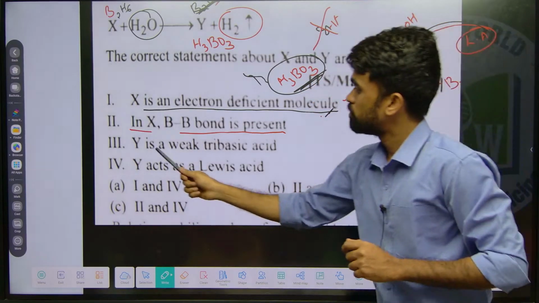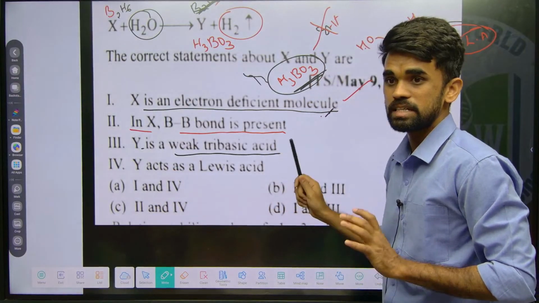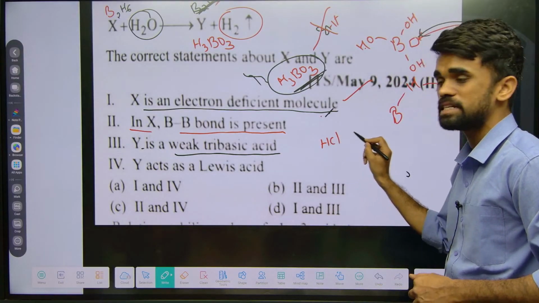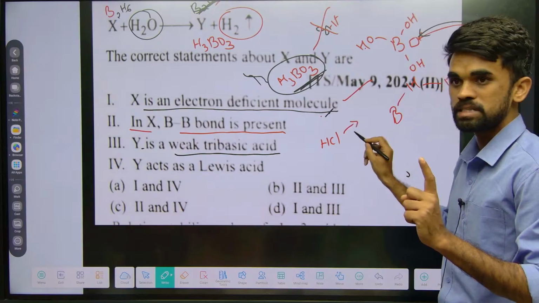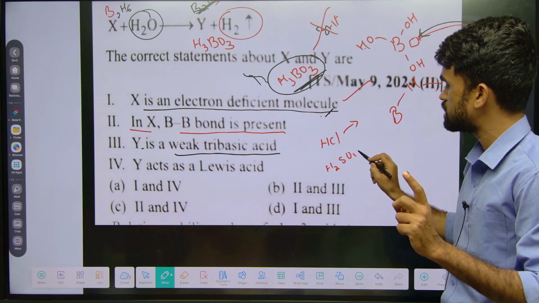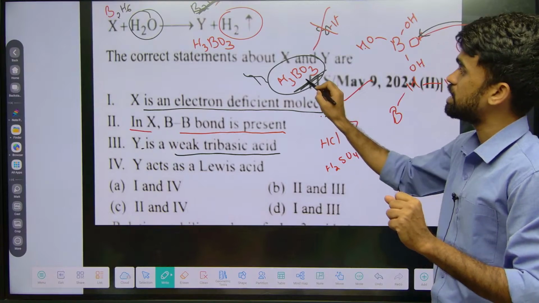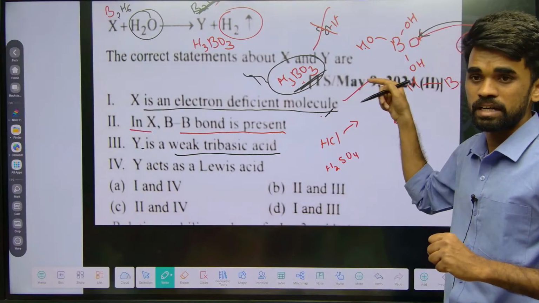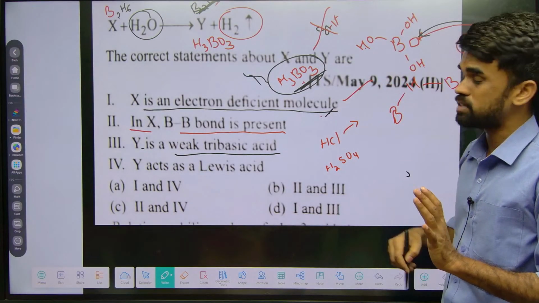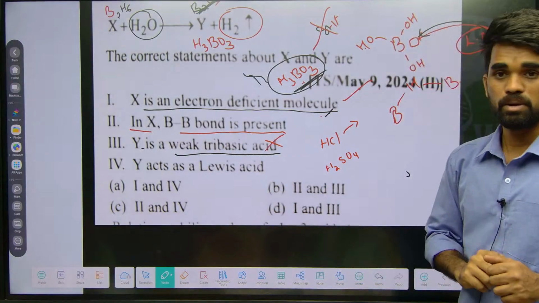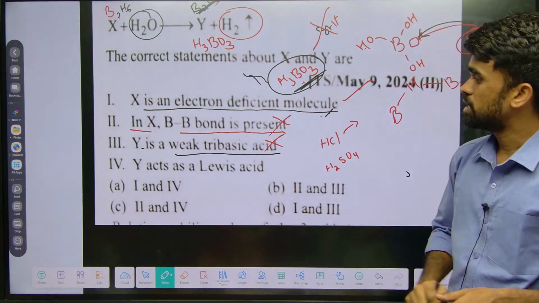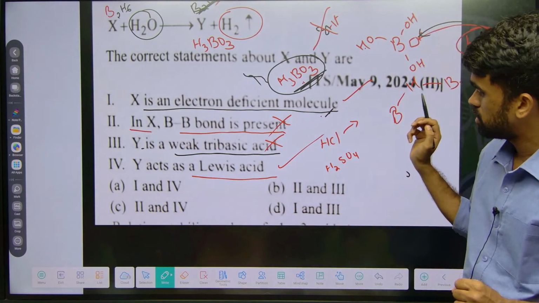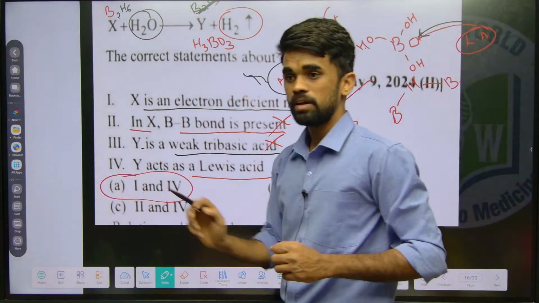What are they saying? Y is a weak tribasic acid. Is this correct? Tribasic, monobasic, what does it mean? HCl: how many H plus ions is it releasing? So it is monobasic. Sulfuric acid releases 2, so dibasic. They are saying this is tribasic. Will it release 3 H plus ions? What I told you, it won't release H plus ions, so it's not tribasic. Next, Y acts as a Lewis acid. Correct, no? So what are the two options? 1 and 4. This one. Okay, next.